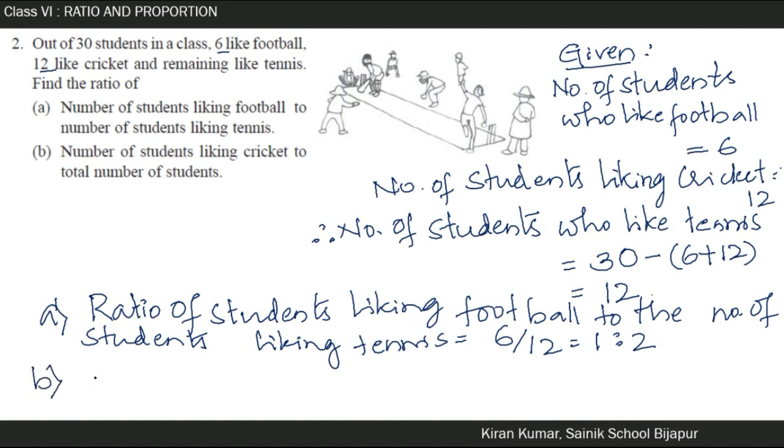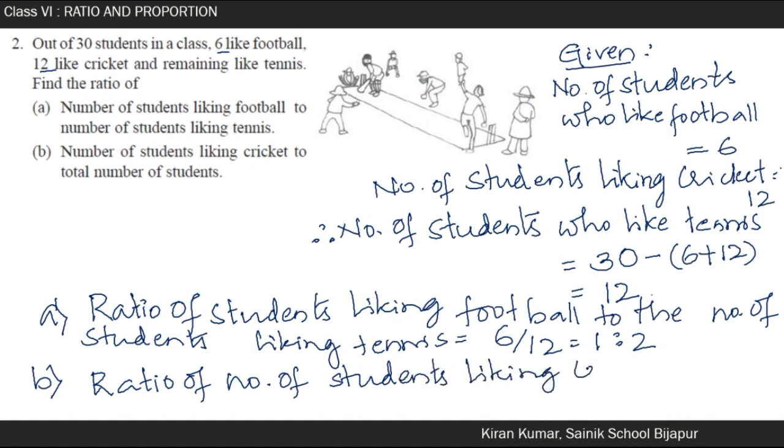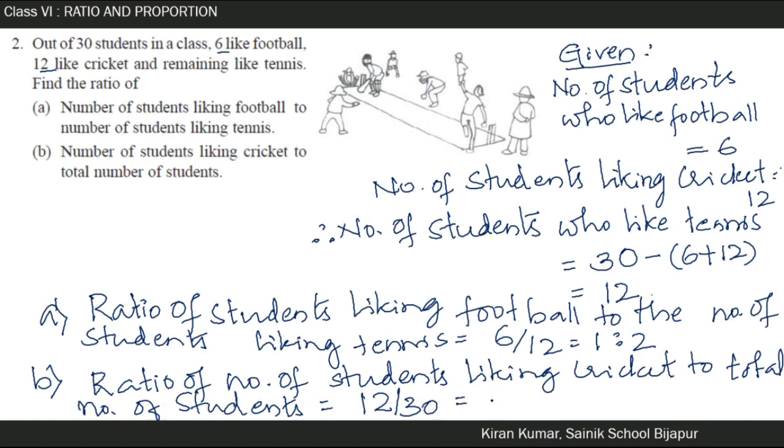For the second one, the required ratio of the number of students liking cricket to the total number of students will be equal to 12 upon 30: 6 twos and 6 fives. So 2:5 is the ratio.